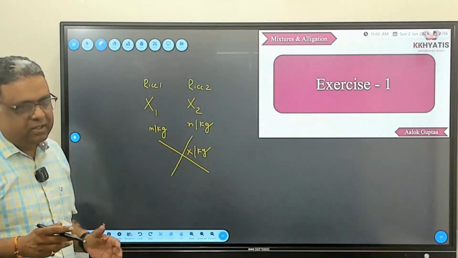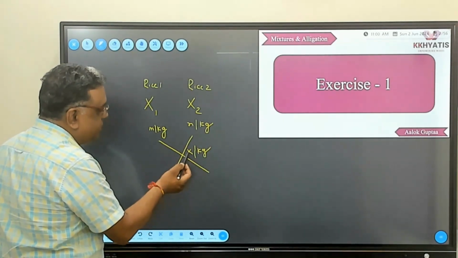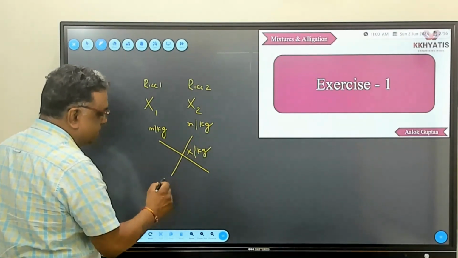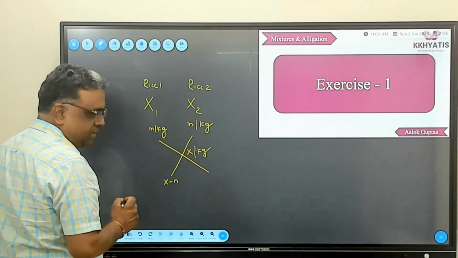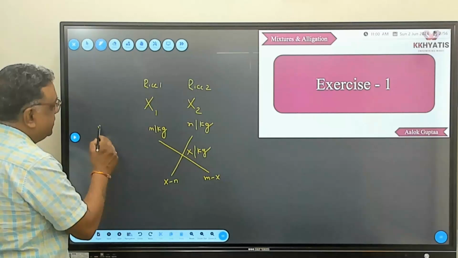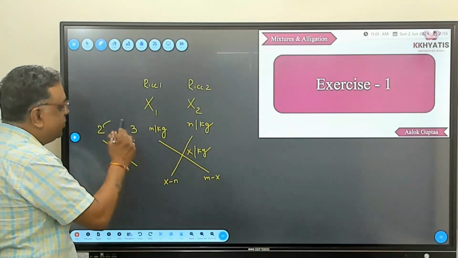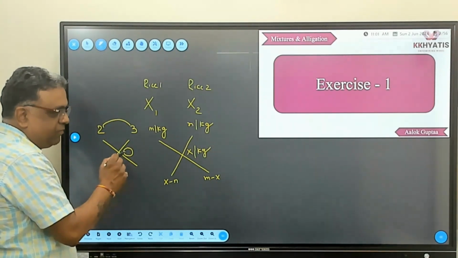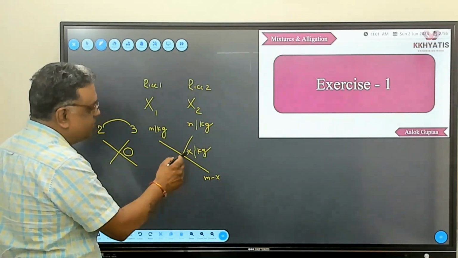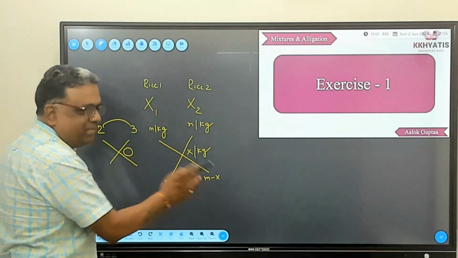So what does the concept of alligation say? It says that the difference of the rates, for example, is x minus n, and this would be m minus x. Why have I taken that? Because if something is of rate 2 and something is of rate 3, then the average will always lie between 2 and 3. So the average will be smaller than one of the rates and greater than the other. I have assumed m is greater than x, that's why x minus n, and n is smaller than x.